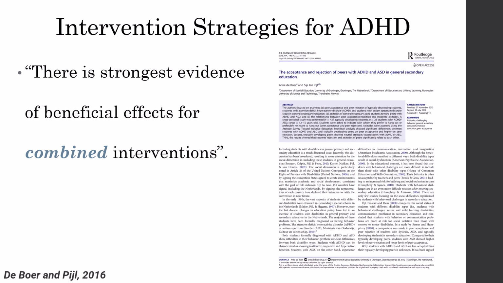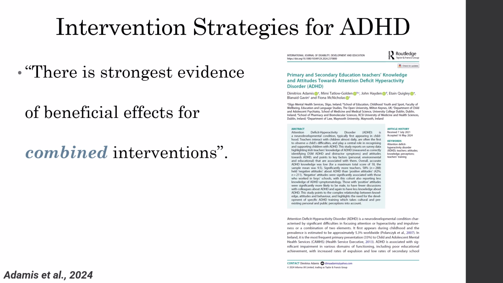And I think the second one is just how important an inclusive environment is. We can see these worrying trends with the work of De Boer and Pijl here, and Adamis and colleagues as well, that not only are pupils more likely to be rejected by their peers socially, there's also this worrying trend of negative opinions being harboured by educators themselves. And so something that I've tried to continually challenge within this process has been to ensure that we have an inclusive environment maintained within the classroom.